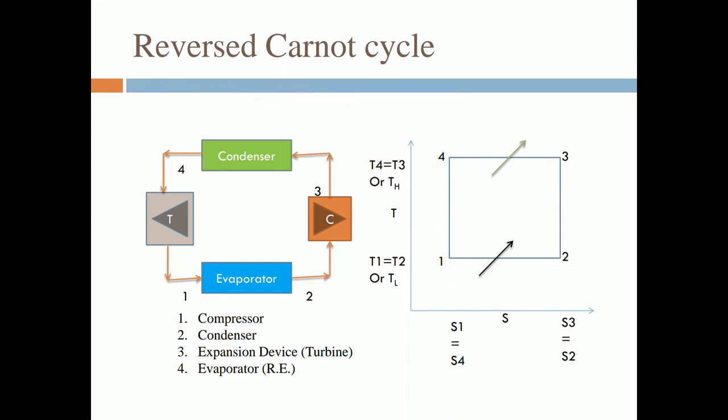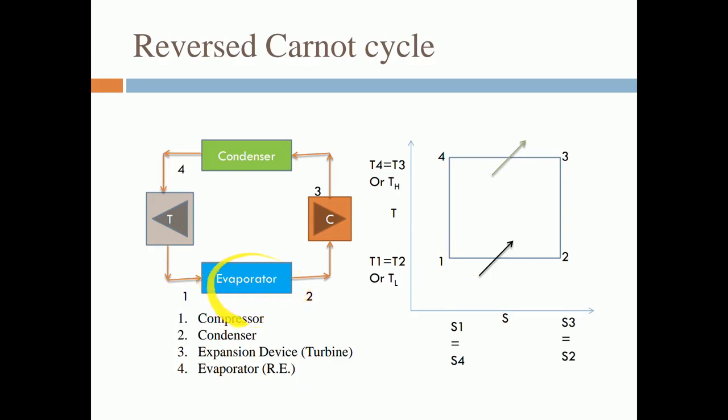Okay, so we will start with 2 to 3. One is the compressor. In the compressor, the temperature is increased from T2 up to T3. After that the refrigerant goes to the condenser. From 3 to 4, heat is rejected. It is an isothermal process. After that it goes to the turbine, where in the isentropic process the temperature is reduced to the lower temperature. Then it goes to the evaporator.